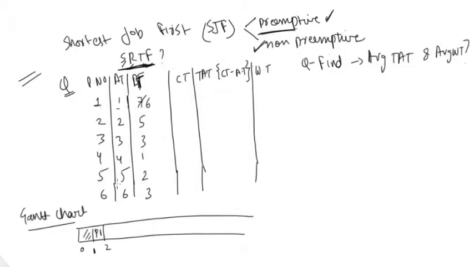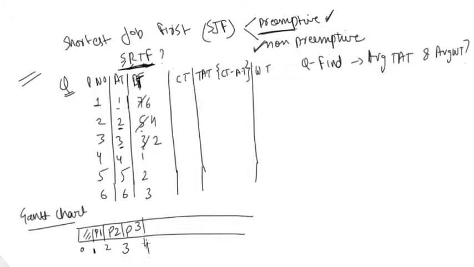Now at 2 unit of time, another process P2 is coming and it has a smaller burst time. 5 is smaller than 6, so we'll schedule P2 here, execute it for 1 unit of time. At 3 unit of time, any smaller process coming? Yes, P3 is 3, and reduce it. Is 3 smaller than 4? Yes, it is smaller, so schedule P3, execute it for 1 unit of time, reduces.